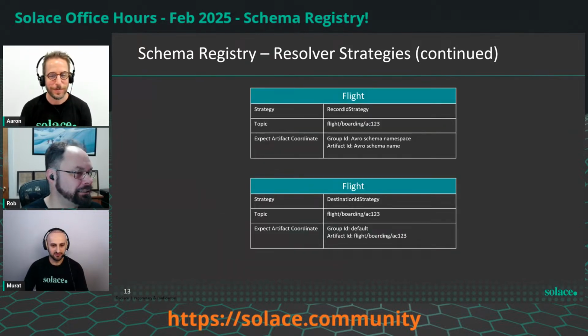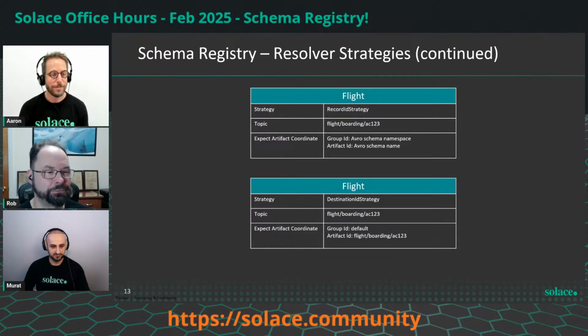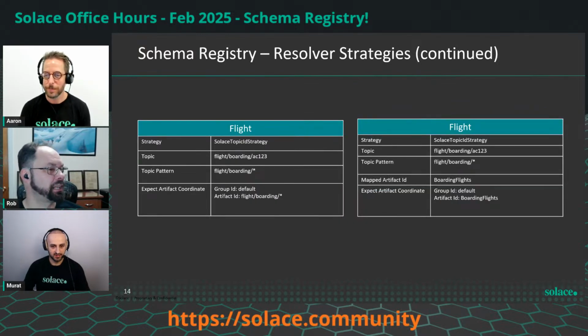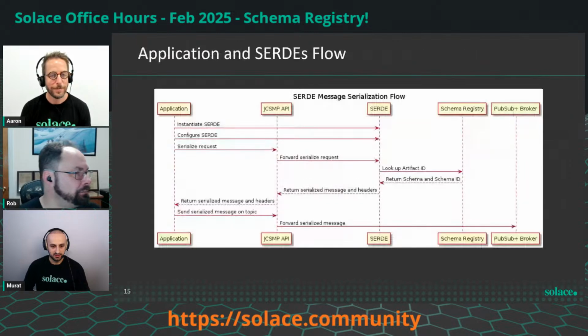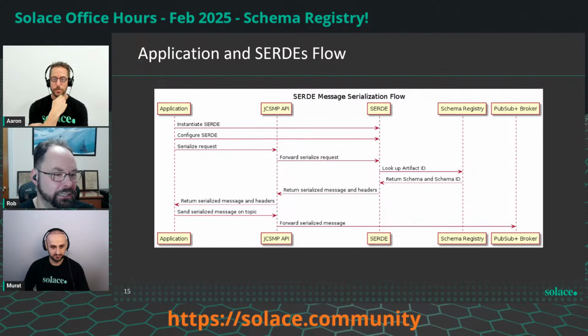And in a way, the destination ID is very, very similar to what people would expect if they were familiar with what's happening in Kafka. So that's the typical default. But we are providing a wide variety of flexibility here, and that's something customers have asked for. And then this is an overview of what, as an application, you should see from an interaction with the APIs and the SERDES.